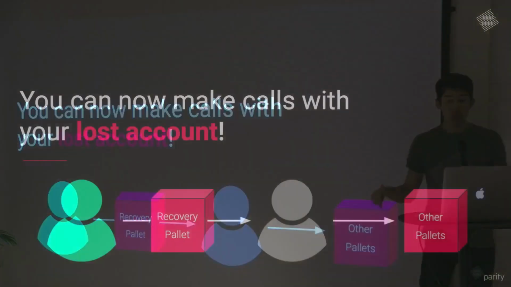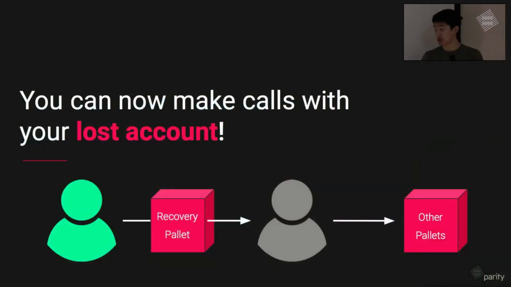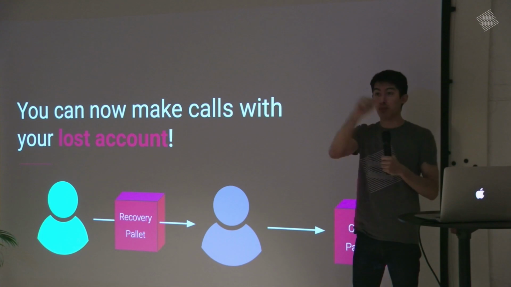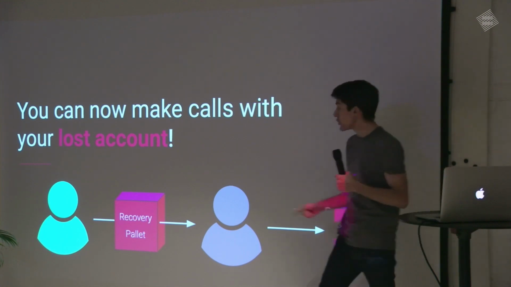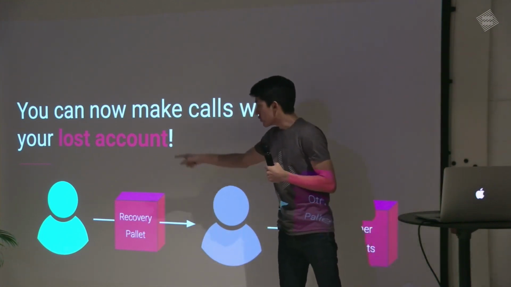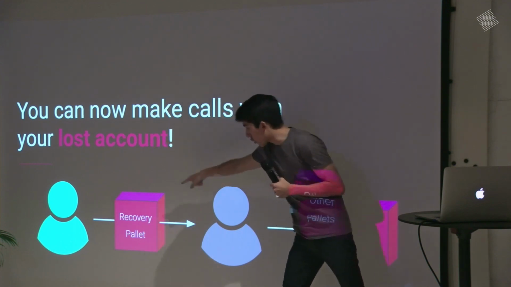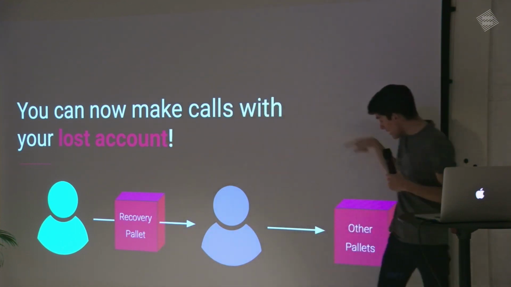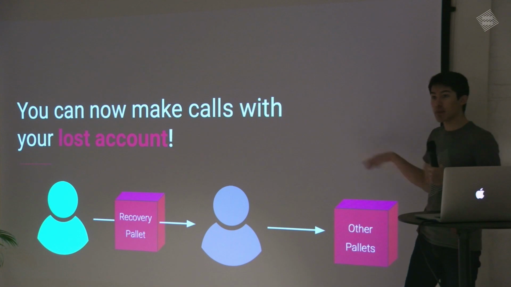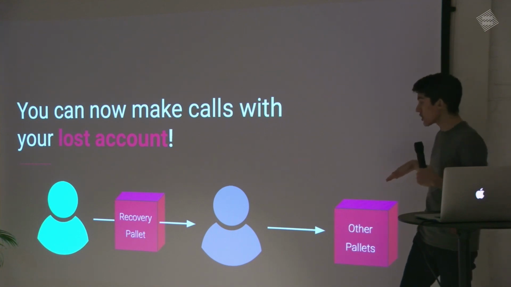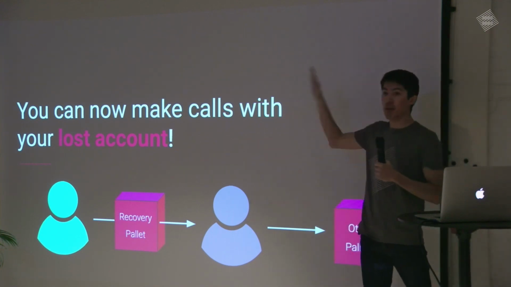At this point, you can now make calls with your lost account. So through this recovery pallet, we have a function which is called like as_recovered. And basically, because you went through the process, you've claimed your account, you can go ahead and use the recovery pallet using account A to make a call through account B to any other pallet. So this recovery pallet system will recover basically access to all other pallets in your system.